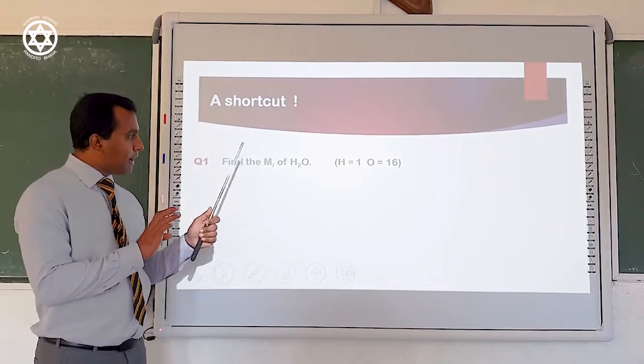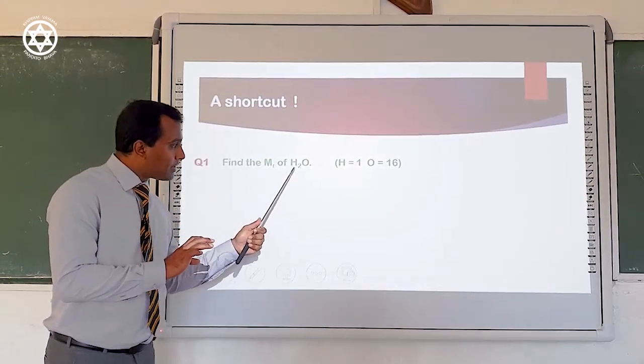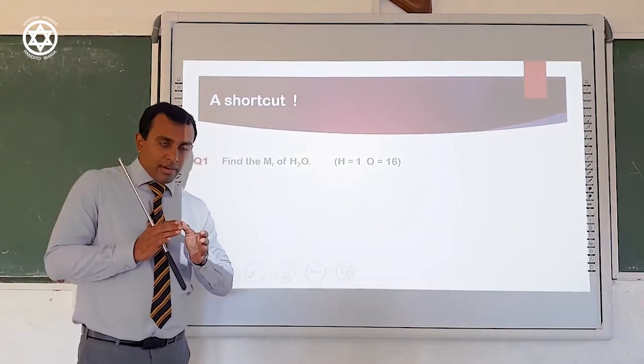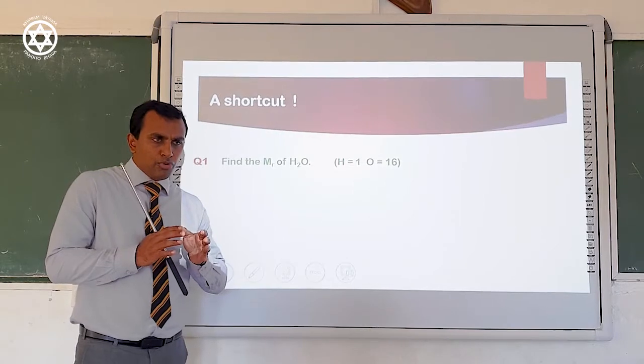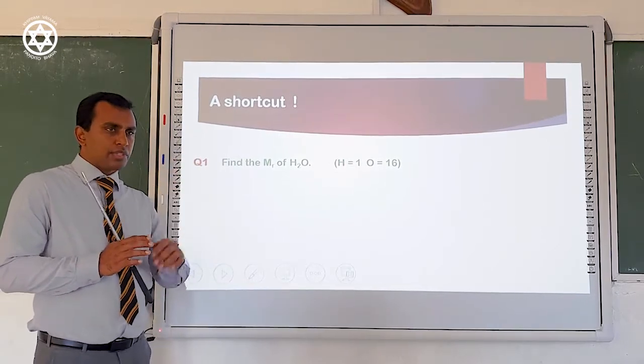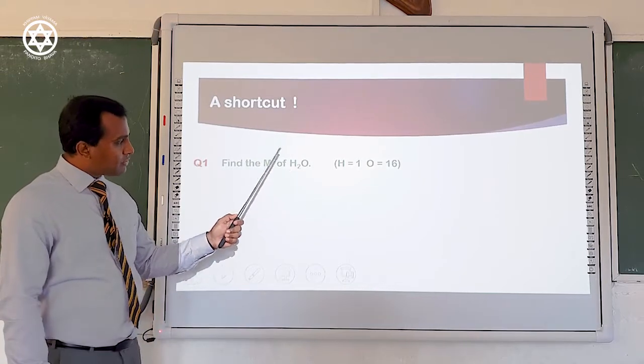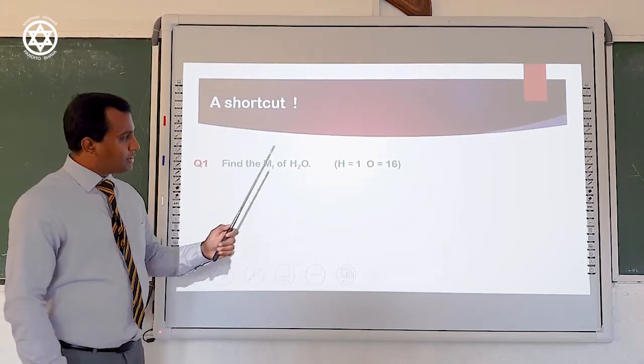Water is built up by 2 hydrogen atoms and 1 oxygen atom. When you look at whatever molecule, you should be able to decide how many atoms are in it. What are the atoms in it? Likewise, there are 2 hydrogen atoms and 1 oxygen atom.